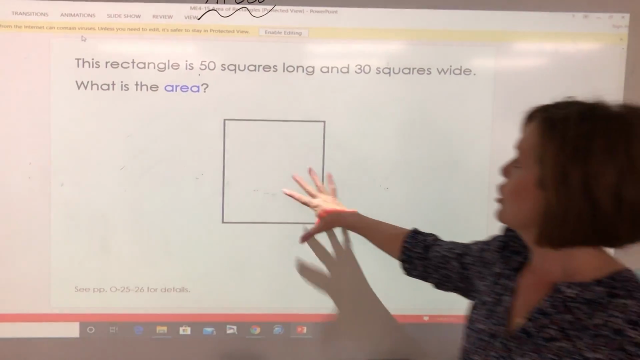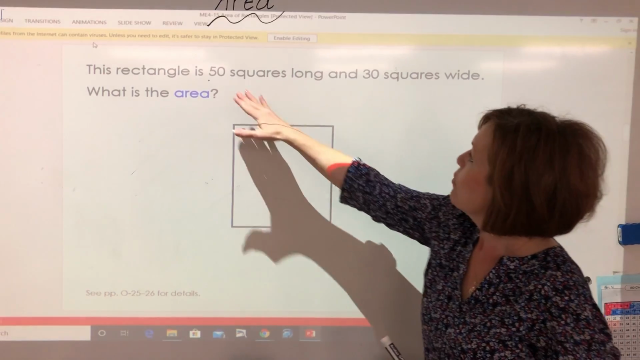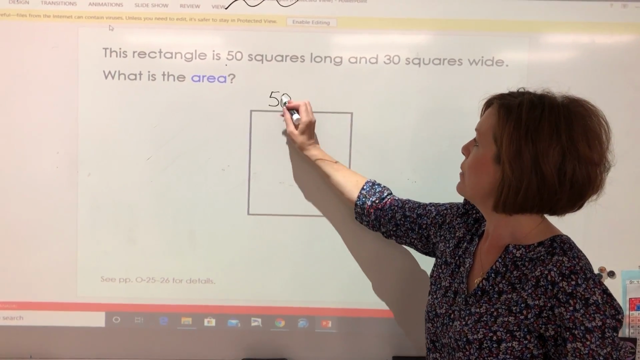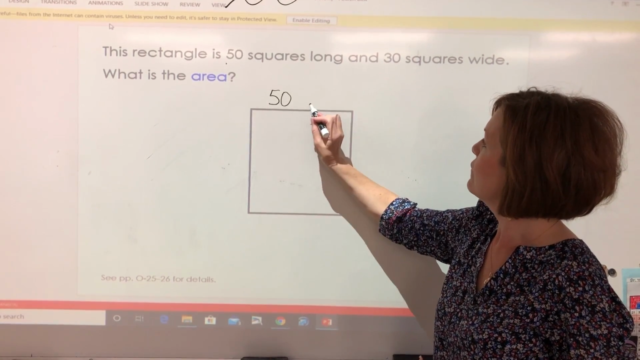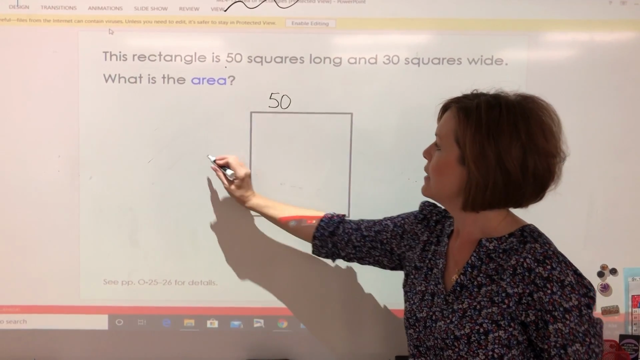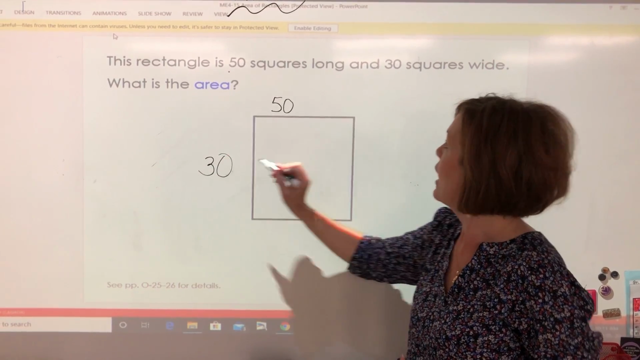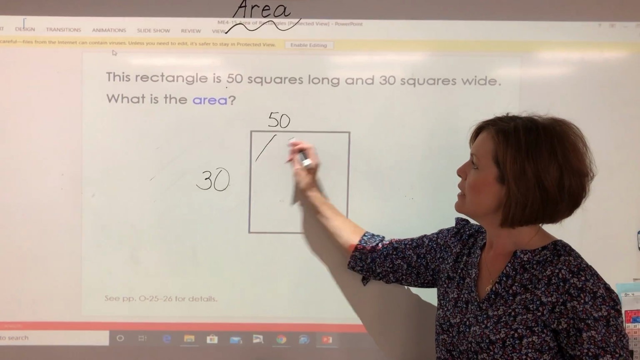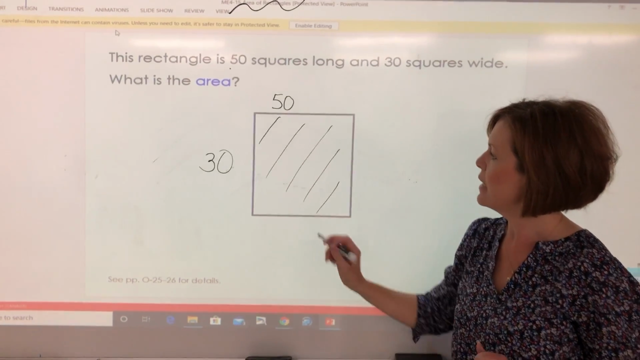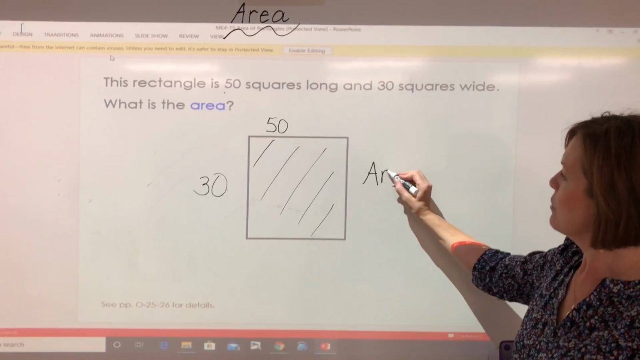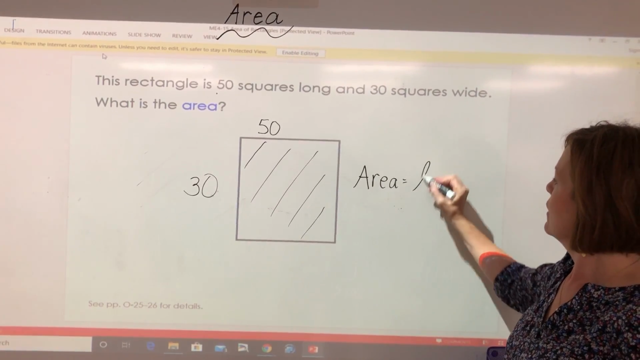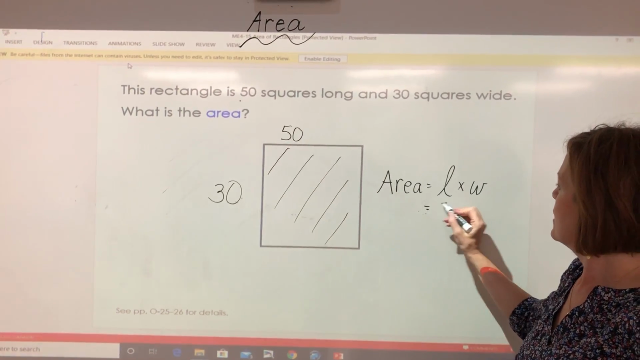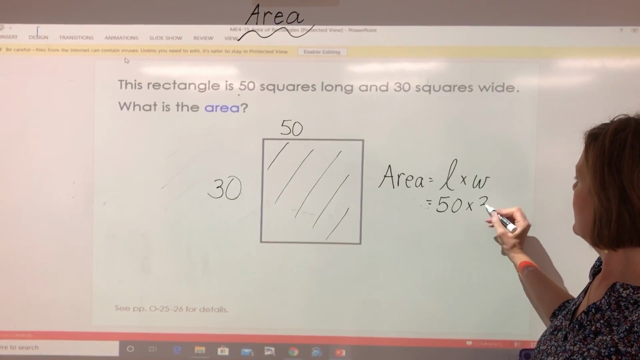So now we just have a picture, and they're saying this rectangle is 50 squares long. I'm just going to put the 50 at the top. I'm used to it saying long up here, 50 squares, and 30 squares wide. So this is perhaps a field that's 50 by 30 or something. What is the area or the inside of this rectangle? And so we know, using our formula, area equals length times width, or side 1 times side 2. In this case, it's 50 times 30.